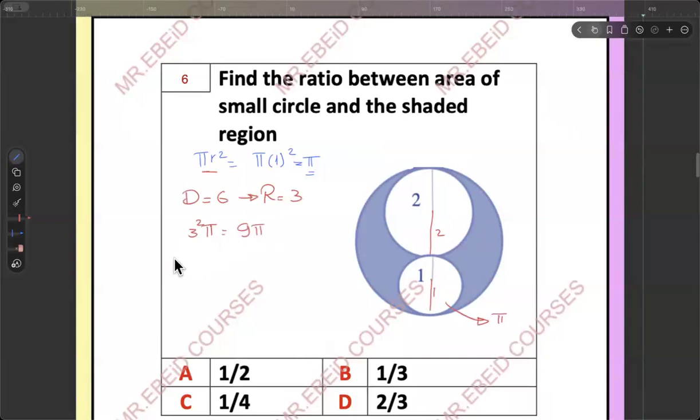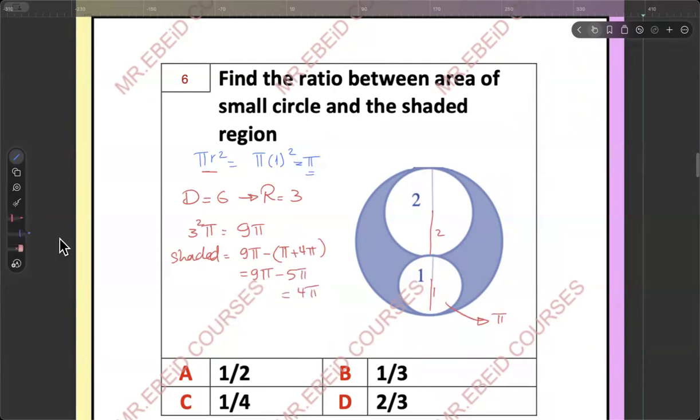To find the area of the shaded region, it will be 9 pi minus the areas of the two uncolored circles. So it will be the first area, which is pi for this circle, and the second area, which will be 4 pi. So it will be 9 pi minus 5 pi, which equals 4 pi.